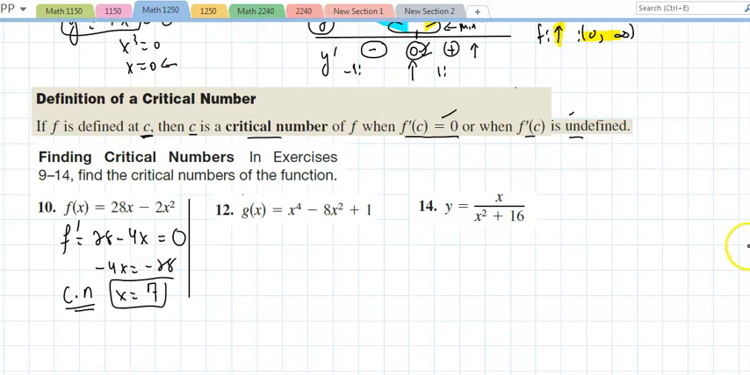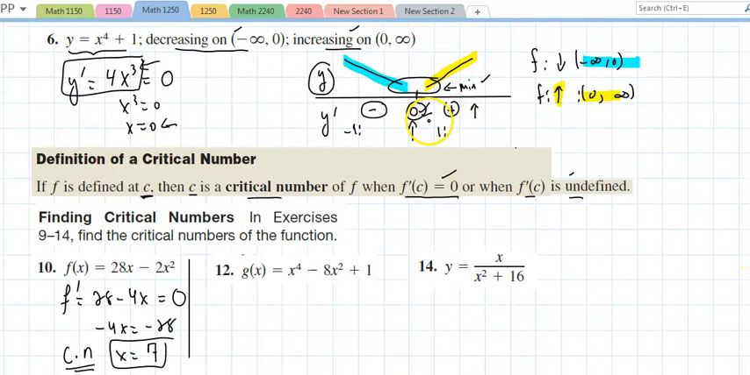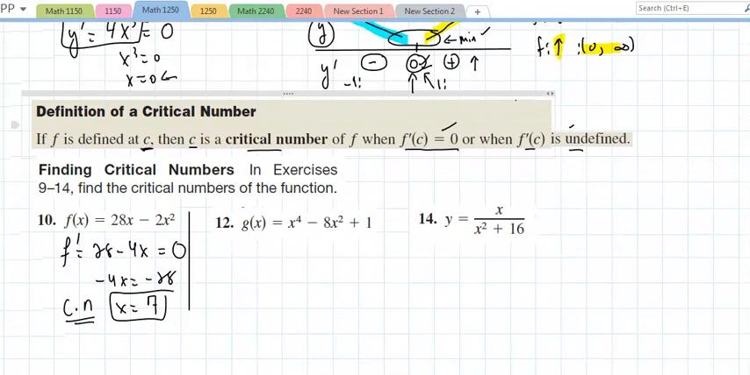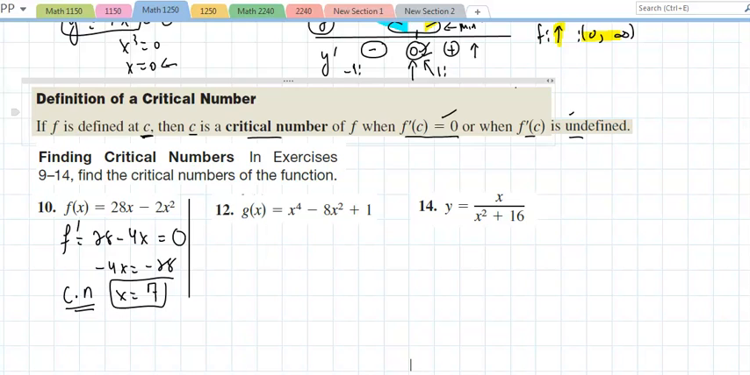Critical numbers are pretty much where they break off between positive and negative most of the time. So they're numbers that are very important. Sometimes it's not negative and positive, but you need to find those anyways.